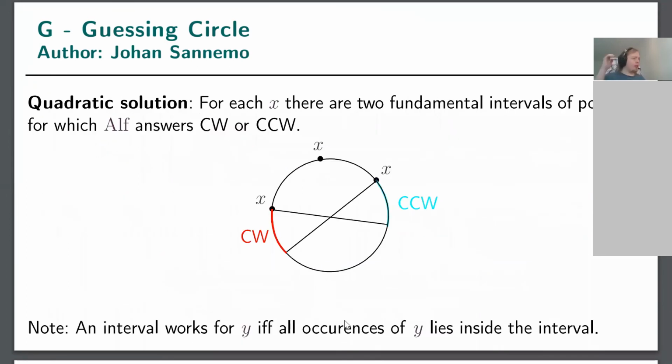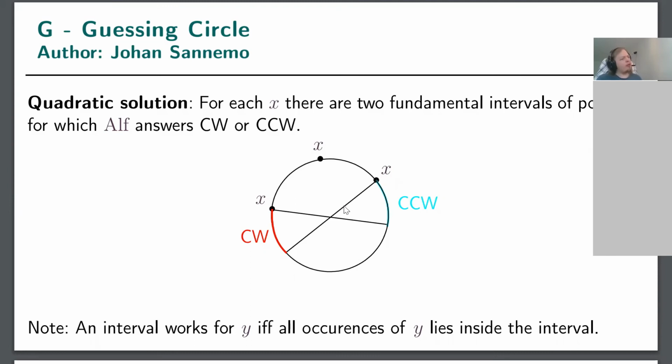Okay, so now the interesting question: how do we do the quadratic solution? Well, for the quadratic solution, we can't just think about the matrix, we have to think about the problem a bit. So here I've drawn a bit of an example. Let's say some number x occurs 3 times on the circle.